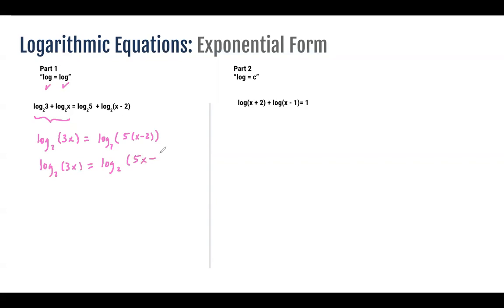5x and minus 10. If we have that, we could proceed to use the one-to-one property, just like on the exponential. We already have the same logarithm with the same base on both sides. So the difference maker is going to be the argument. So that's going to be 3x is equal to 5x minus 10, and we solve for x. That's going to get you 10 equals 5x minus 3x. 10 is equal to 2x, and 10 over 2, that's 5. So x is equal to 5.